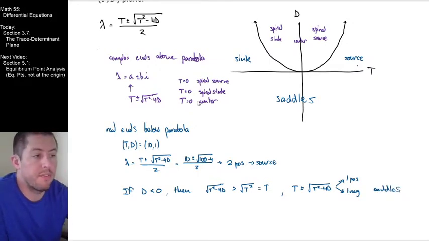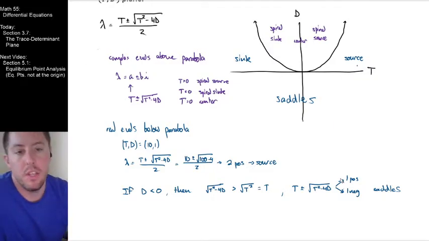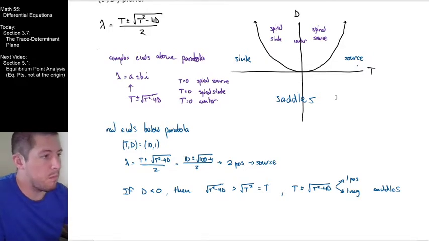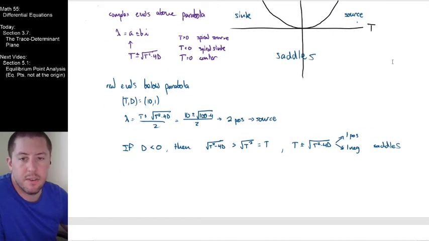So we're cruising here. We've covered our three complex scenarios. We've covered our three real scenarios with the source. The opposite was just the sink. Saddles are going to occur whenever the determinant is less than 0. So the only places we haven't talked about now are what's going on on these lines right here. And in particular, what I want to know about is what's happening on the t squared equals 4d line and what's happening on the t axis right here.